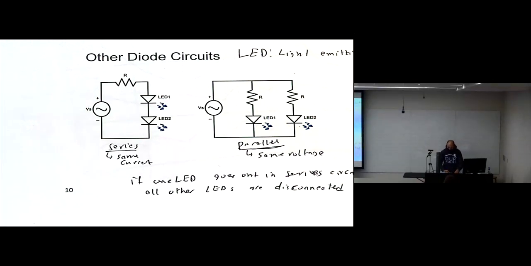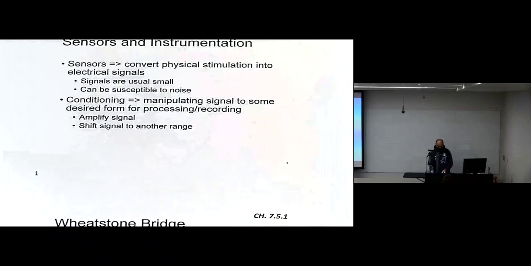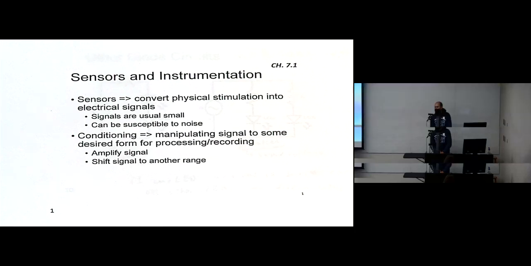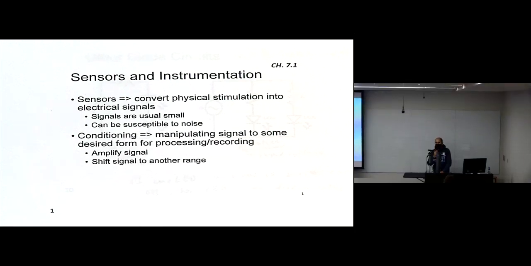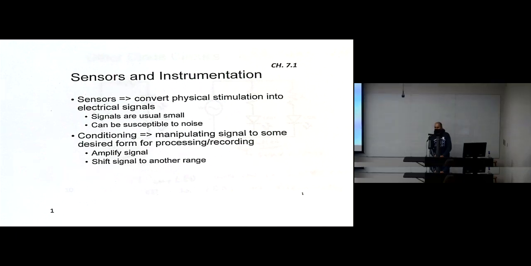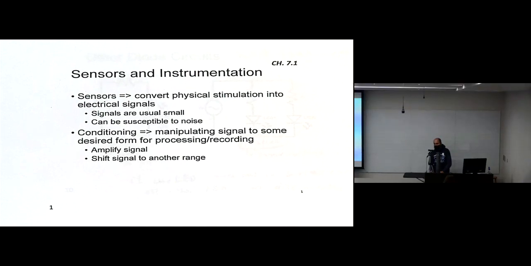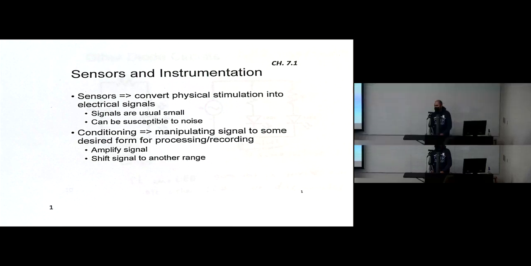Now I want to move to chapter 7.1, which is sensors and instrumentation. So when I say sensors or electrical sensors, what do I mean? Or in general, before going to electrical sensors, what do I mean by sensors? Sensing. Measuring something, right. If we want to have a complete system, we must have an ability to measure something. The human body has five senses.